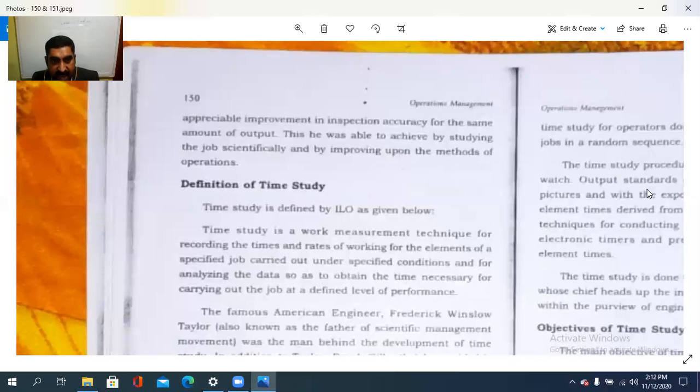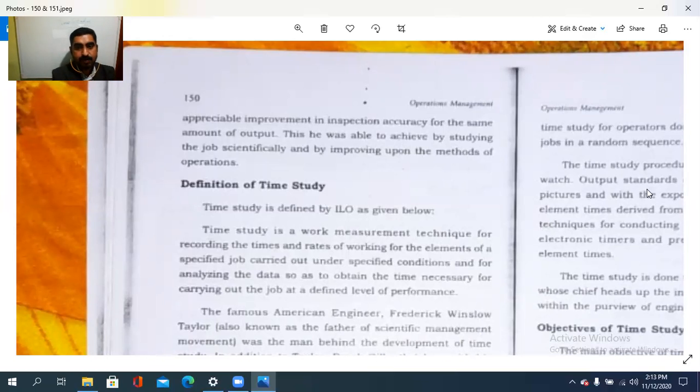So, time study, as per the International Labour Organization, is defined as a work measurement technique for recording the times and rates of working for the elements of a specified job carried out under specific conditions, and for analyzing the data so as to obtain the time necessary for carrying out the job at a defined level of performance. So, time study is a work measurement, measuring the work. സമയം കൊടുത്തുകൊണ്ടുള്ള സ്റ്റഡി.